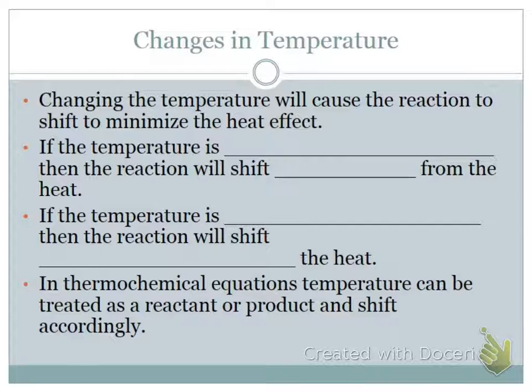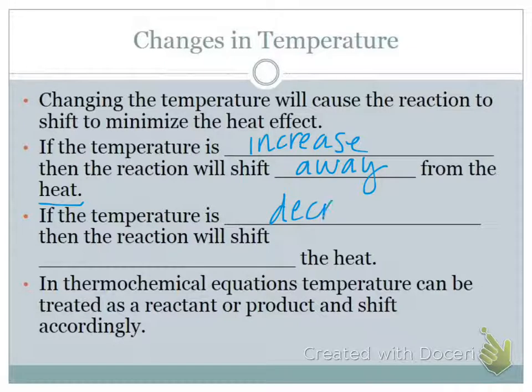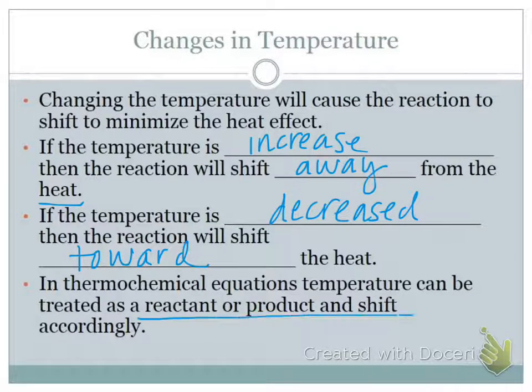Then we have changes in temperature. With changes in temperature, it's going to be actually like the reactant, increasing the concentration. So if I increase the temperature, the reaction will shift away from where the heat is in the reaction. If temperature is decreased, it shifts toward it. And remember, in a thermochemical reaction, you have to either treat heat as a reactant or a product.